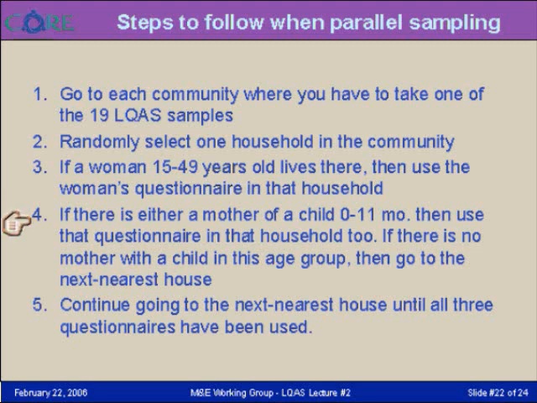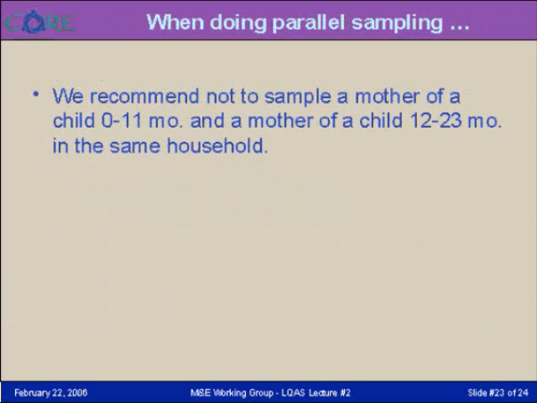If there is a mother of a child 0 to 11 months of age, then use that questionnaire for mothers with children 0 to 11 in that particular household too. If there is no mother with a child in this age group, then go to the next nearest house. You're going to continue going to the next nearest house until all 3 questionnaires have been used.